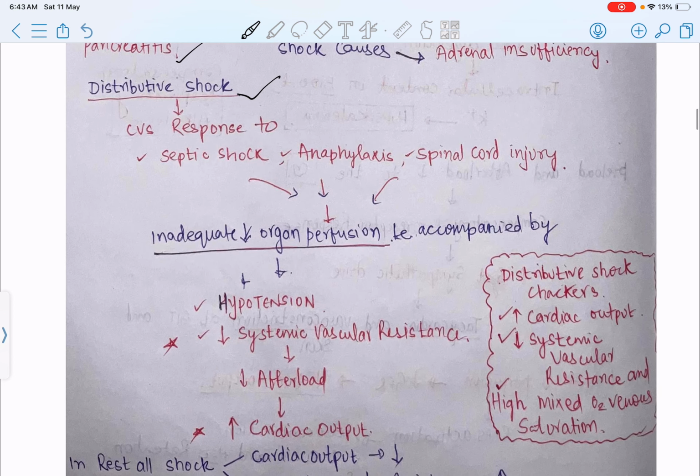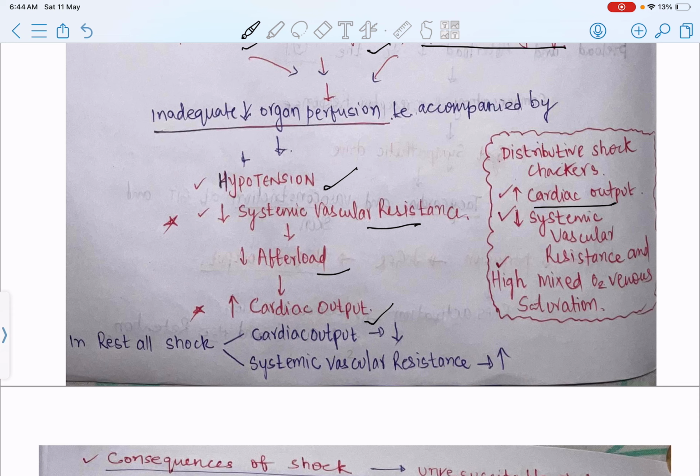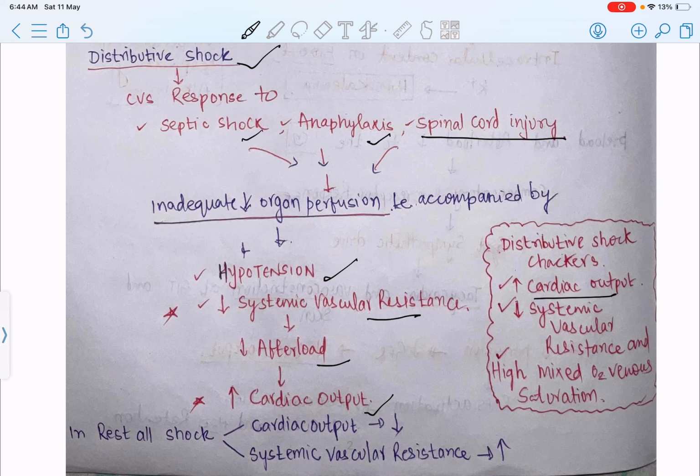Now coming to the distributive shock, it is a severe response to septic shock, anaphylaxis and spinal cord injury. These three will lead to inadequate organ perfusion, which is accompanied by hypotension, decreased systemic vascular resistance, which decreases the afterload, and because of decrease in afterload, there is increase in cardiac output. So, in the cases of distributive shock, there is increased cardiac output and decreased systemic vascular resistance, which is a special character of distributive shock.